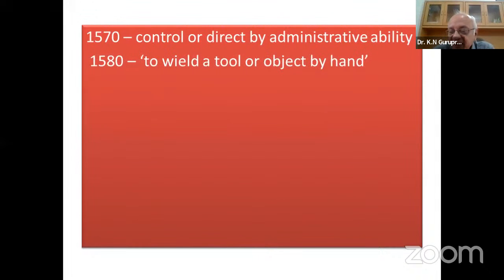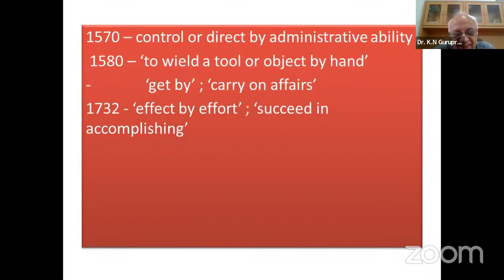Then it has various meanings, like to wield a tool or object by hand. This was also the same word meant using a tool or an object by hand. And then it took a different meaning, like get by or carry on affairs. And by 1732, it assumed more meaning, like effect by effort or succeed in accomplishing something. So all these meant managers.